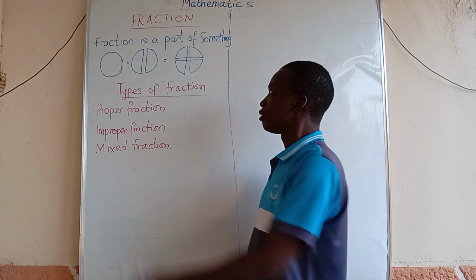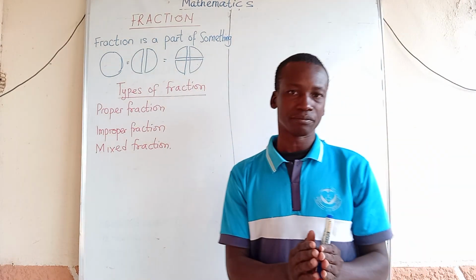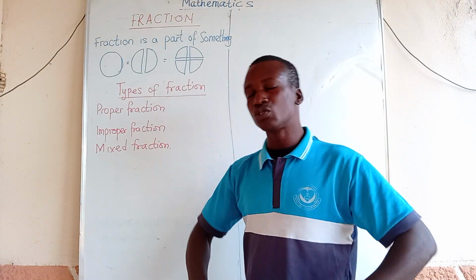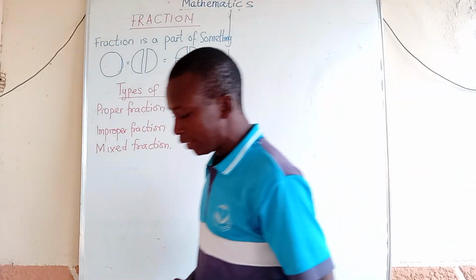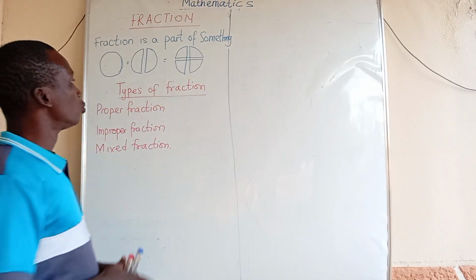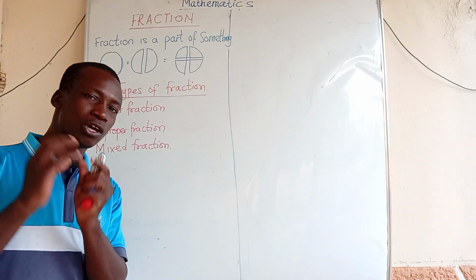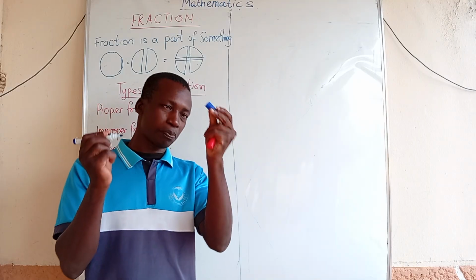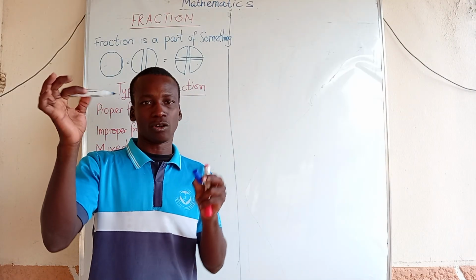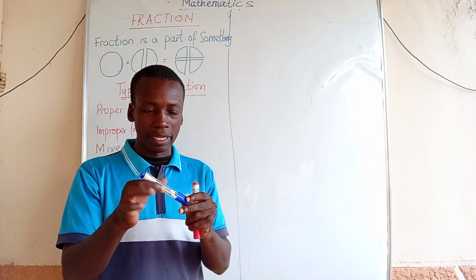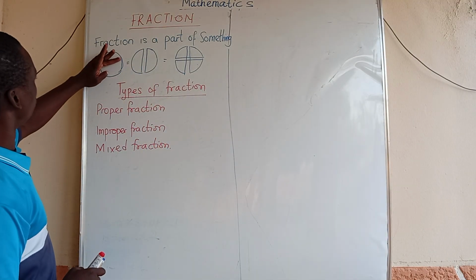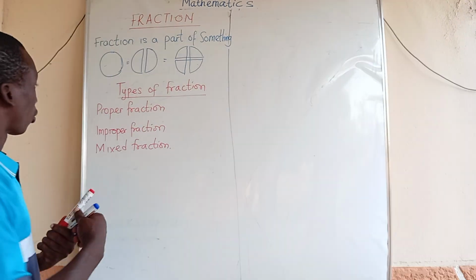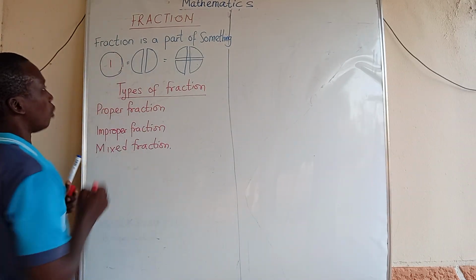When we say fraction, fraction is a part of something. That means when you have a thing and then you break it down, what you are going to get is a fraction of that thing. For example, if I remove the cover of this pen, the cover is a fraction of this pen. So what do we mean in a real example? Here, let's assume this is an orange, one orange.